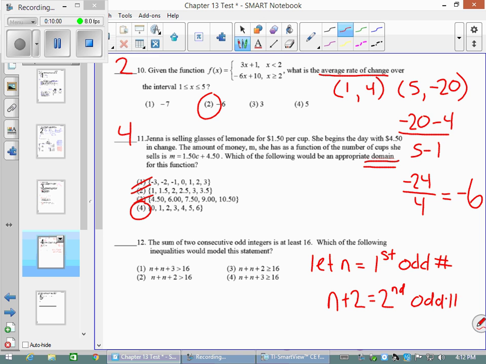They then tell us that we want this to be at least 16. So if we're talking about at least 16, that would be greater than or equal to 16. So if we added both of these, n plus 2, we want that to be greater than or equal to 16. So that would be choice number 3.